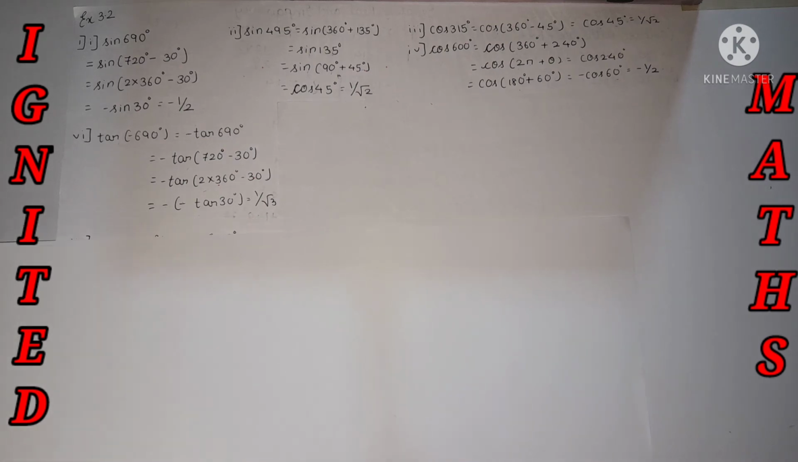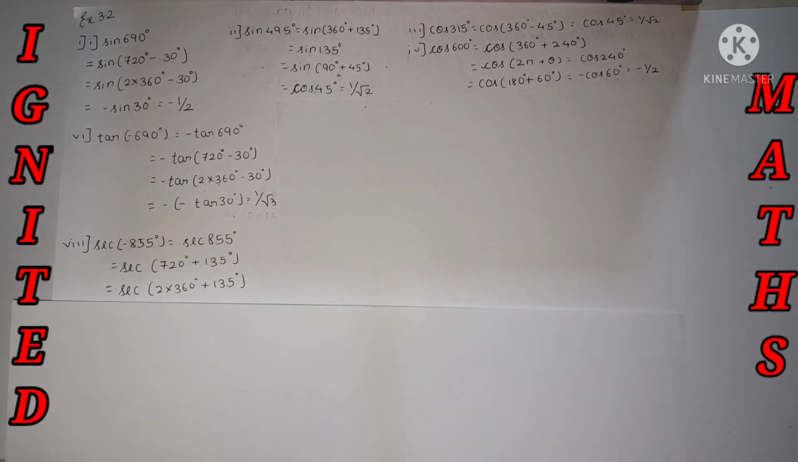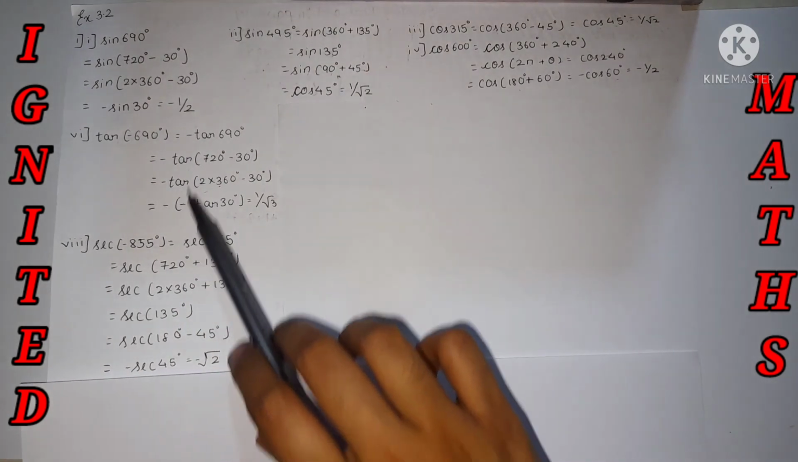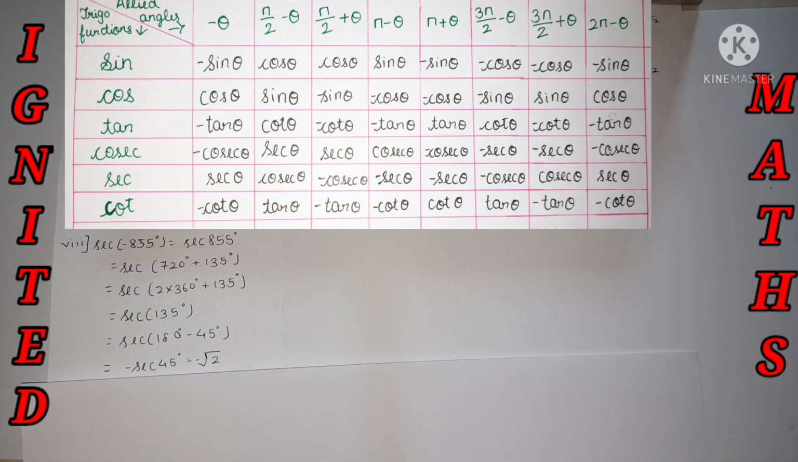So now the next question is sec minus 855 degree. Again the negative angles of the trigonometric function. So sec of minus theta is nothing but sec theta. And over here tan of minus theta is equal to minus tan theta. That's why this minus was continued, according to the trigonometric functions of the negative angles.